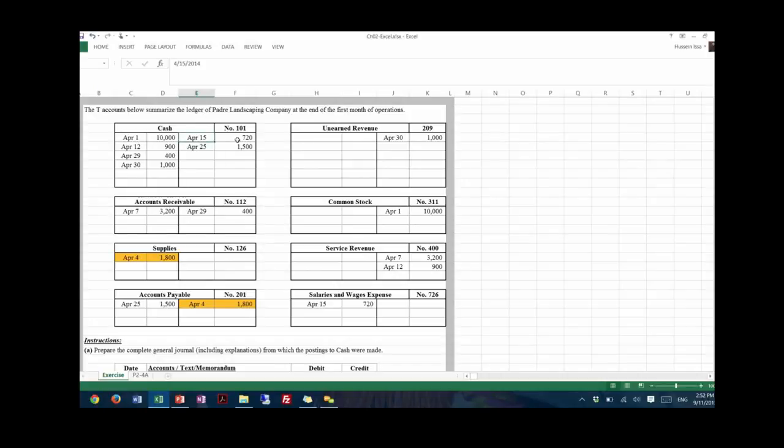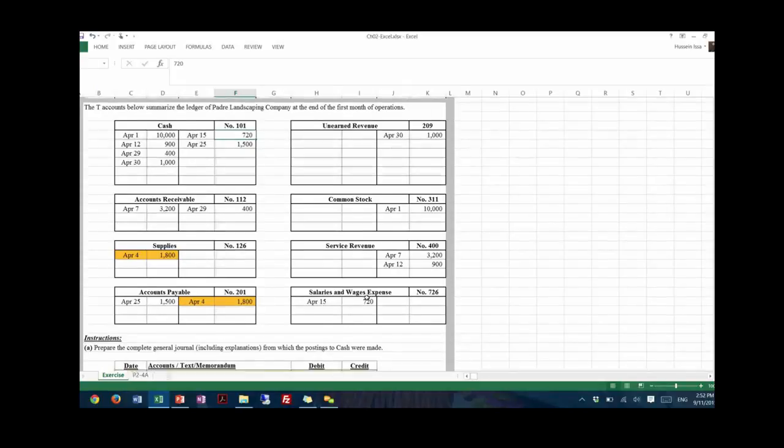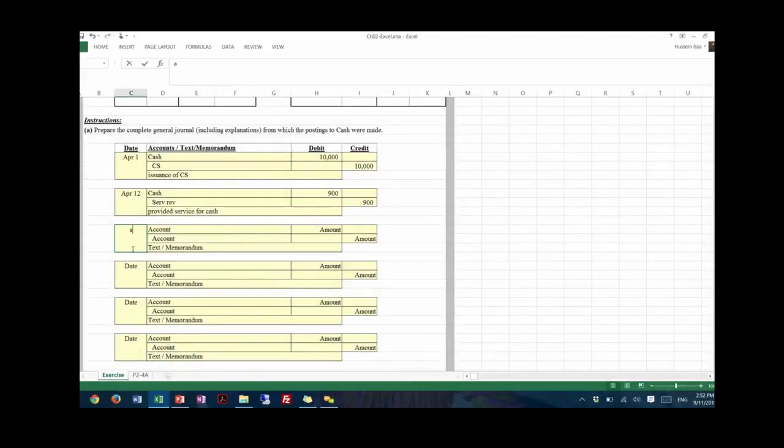So next is April 15, we had a credit to cash with the amount of $720. That corresponds to what? Salaries and wages expense. So we know that on April 15, salaries and wages expense was 720. Cash was credited 720. And the text would be payment of salaries. Something like that. Okay, so this is how you do the whole thing.